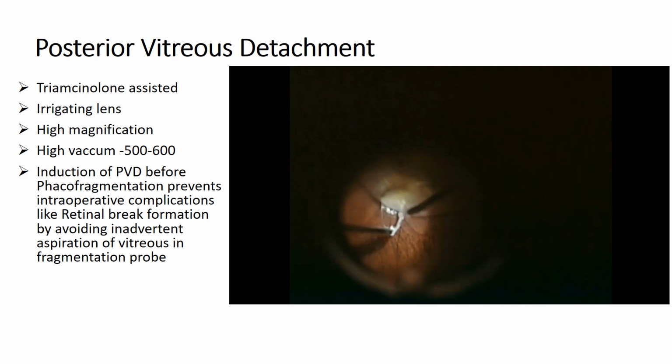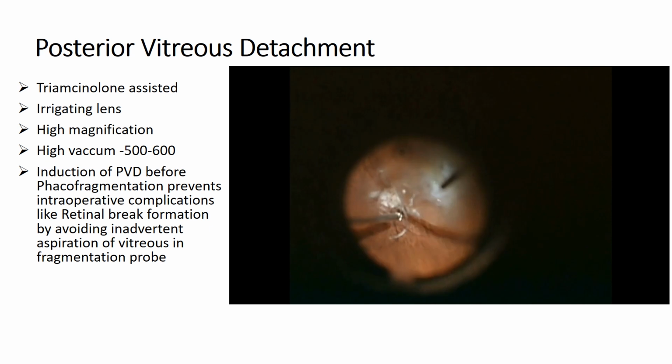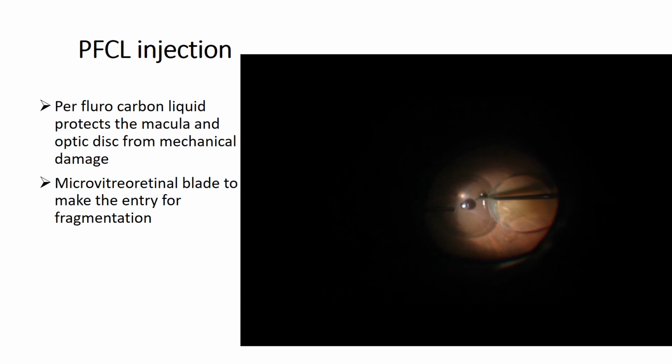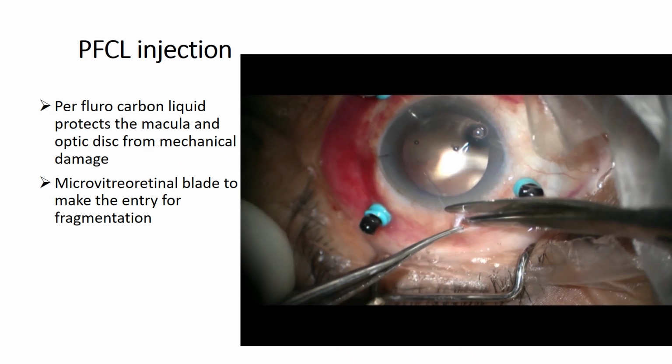Use an irrigating lens under high magnification and high vacuum. Induce the PVD. This prevents intraoperative complications like retinal break formation by avoiding inadvertent pulling of the vitreous. After this is done, PFCL injection into the vitreous cavity is done to protect the macula and the disc from the falling of the nuclear matter during the procedure.